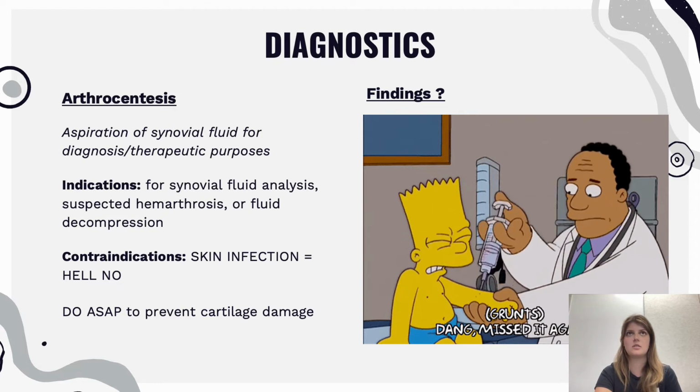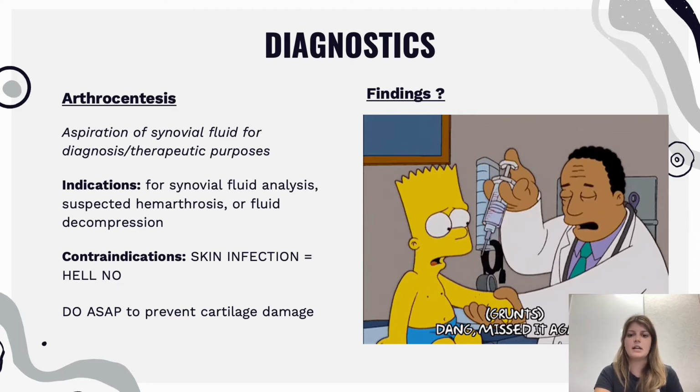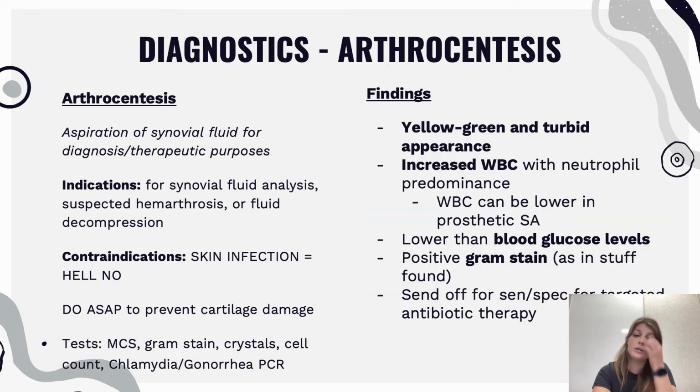So this is an acute sort of issue, an emergency issue, as we were saying earlier. So there's a couple of findings that we'll be looking at in the joint aspiration. First, the appearance. Instead of being that nice, clear sort of fluid, we're going to get this yellow-green turbid appearance. That's sort of indicative of an infection.